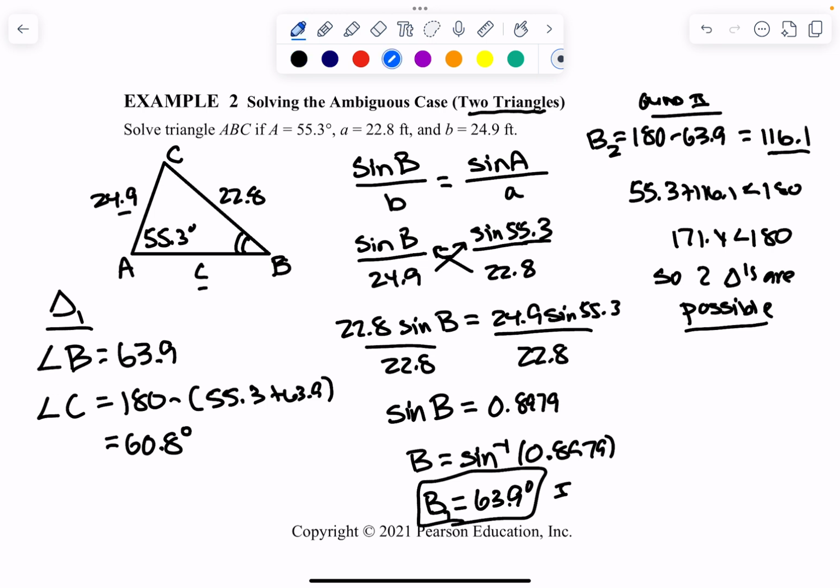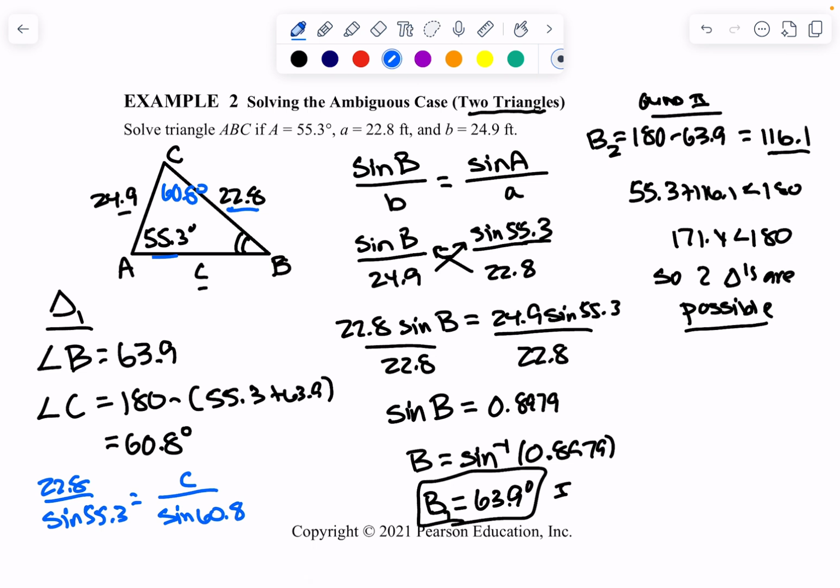Now we need to find side C, so we'll do a law of sines on this. I'm going to put in my 60.8. So once again, try to use the given information. That means that it's A over the sine of A equals C over the sine of C. Again, instead of flipping back and forth, I'm just going to let the calculator do my work here. Sine of 60.8, and then we'll divide that by the sine of 55.3. And thus C is approximately 24.2.